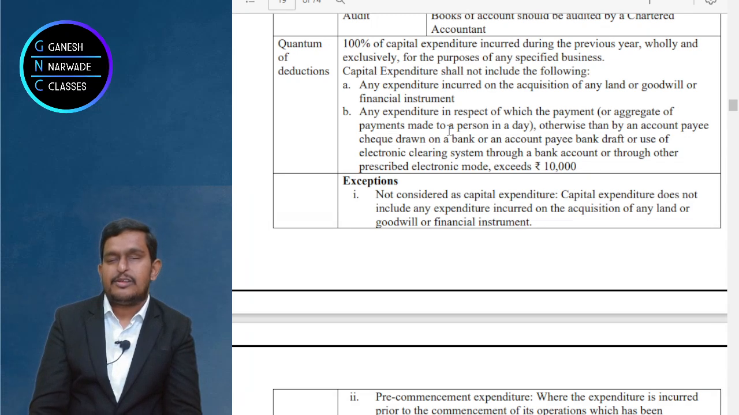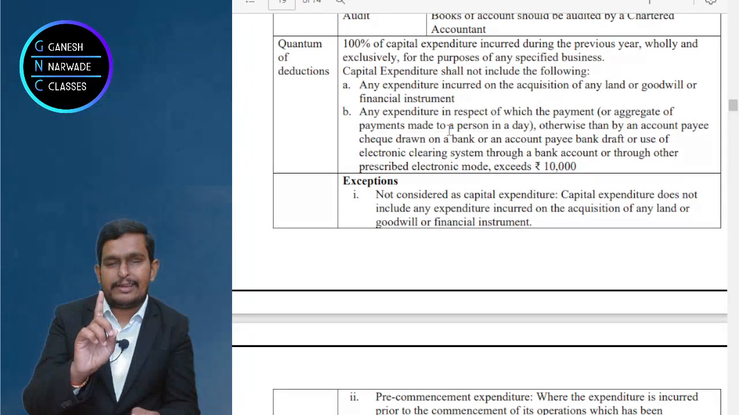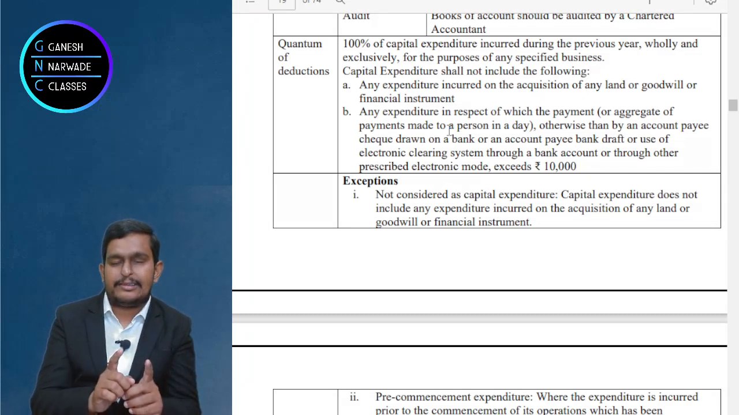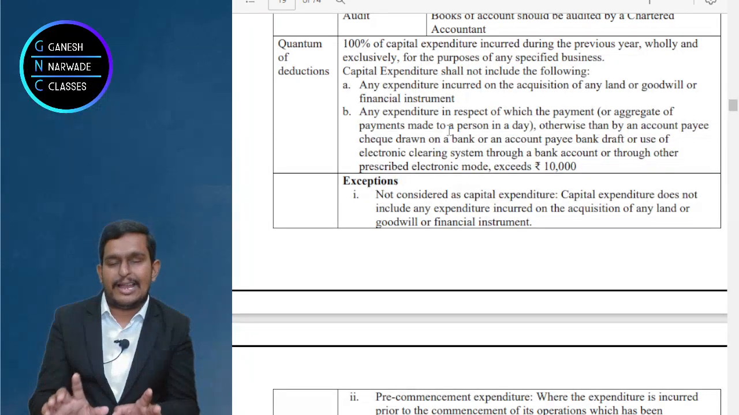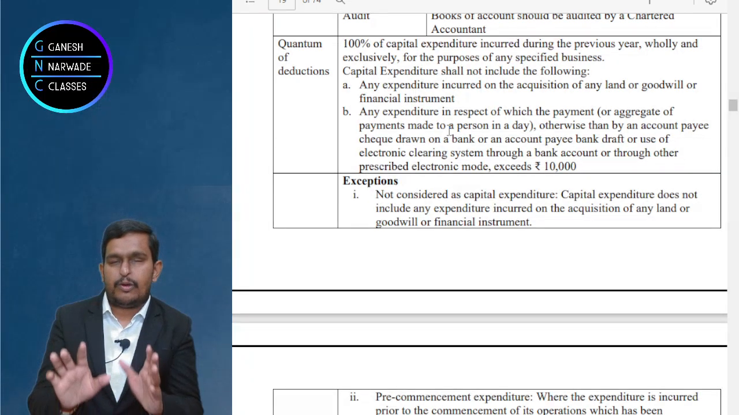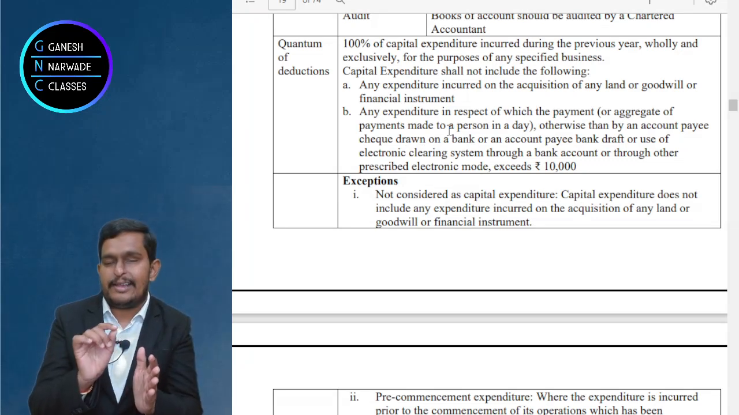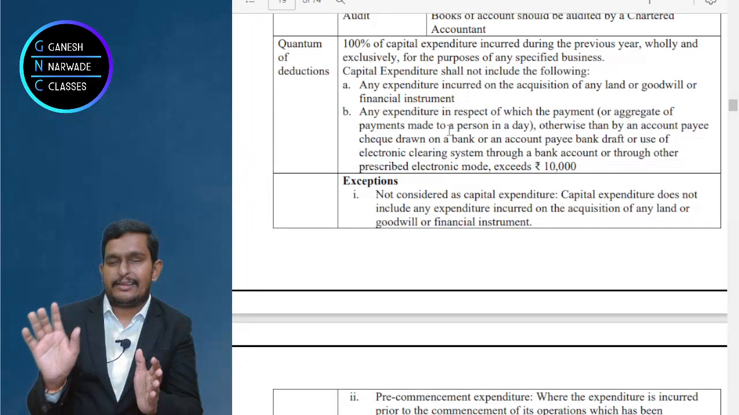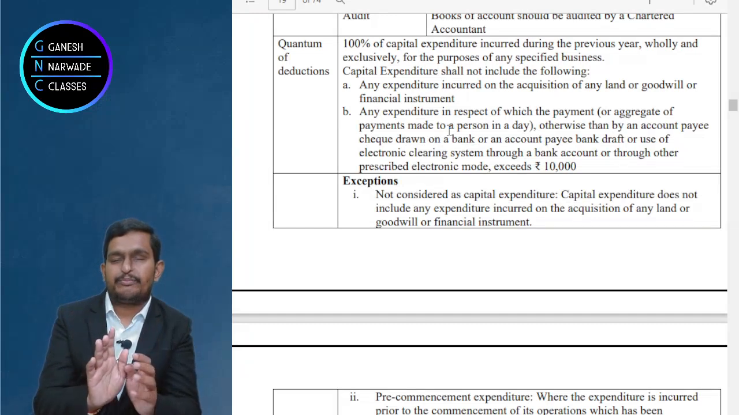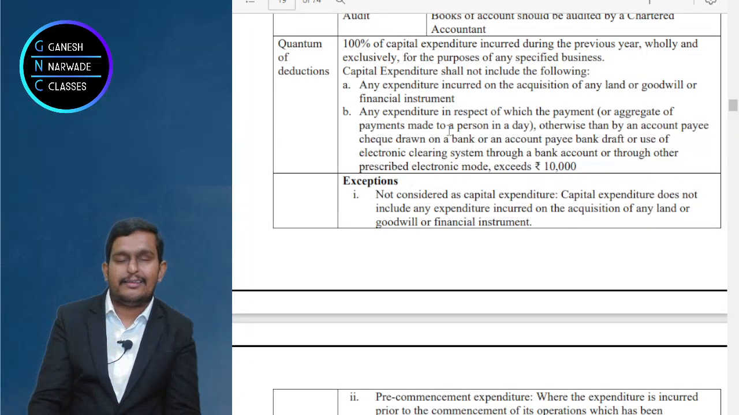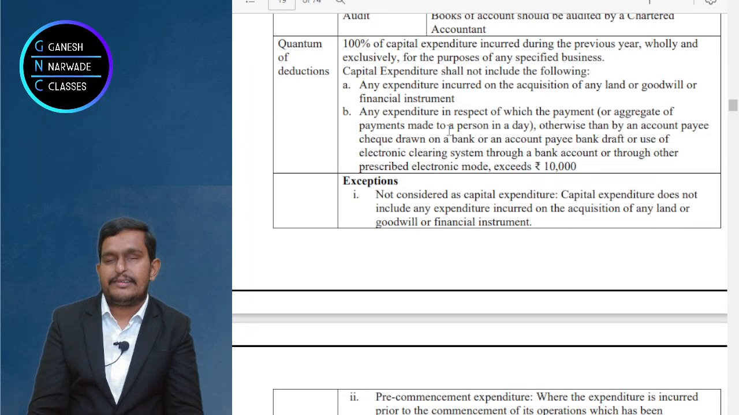So clear? What I said, deduction will be 100%, but no deduction on land, goodwill, financial instruments, and if payment is in cash more than 10,000 at a time, no deduction on that part too. So for getting deduction, payment should be through account payee cheque, not crossed cheque, not bearer cheque. It should be account payee cheque only, and it can be demand draft, it can be ECS, it can be any electronic mode, banking channel simply to say.